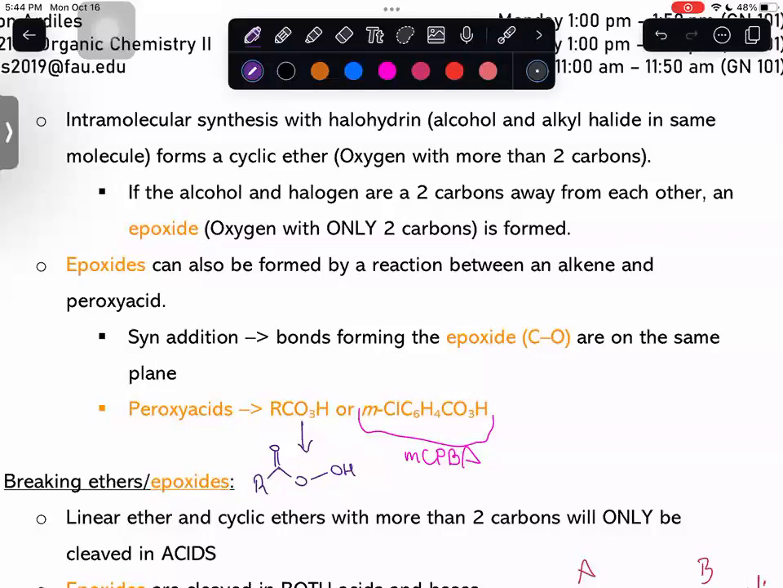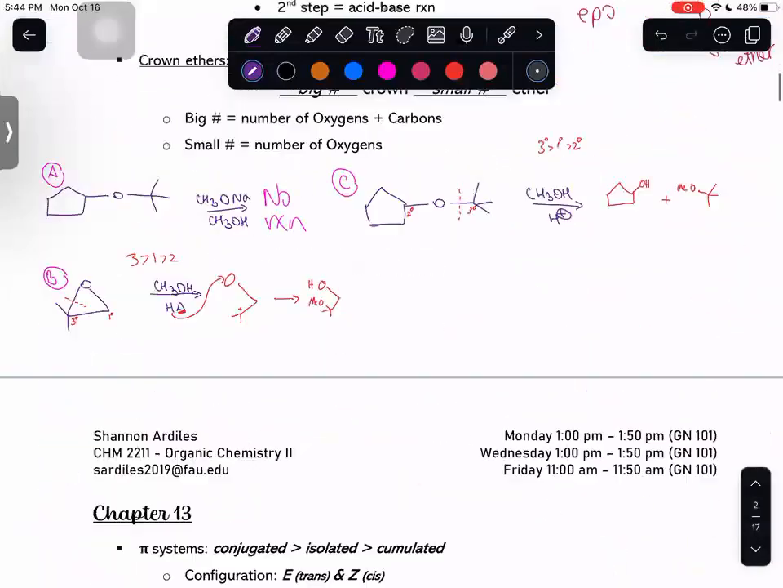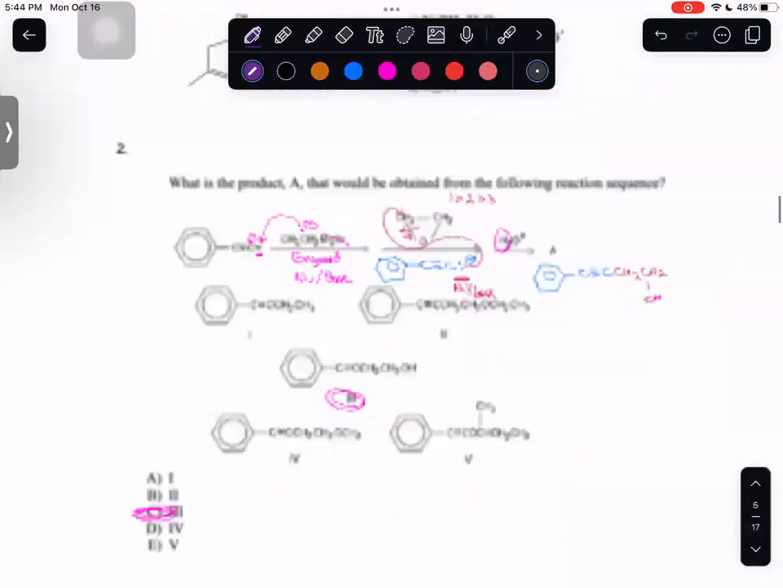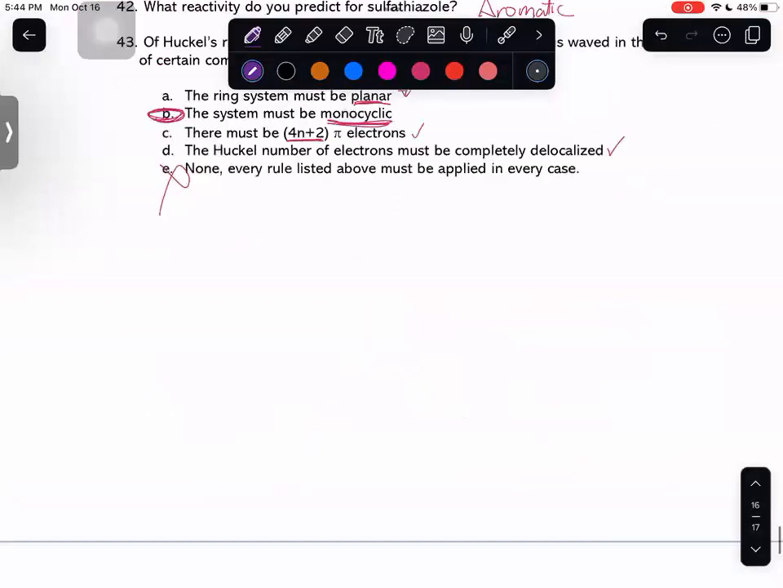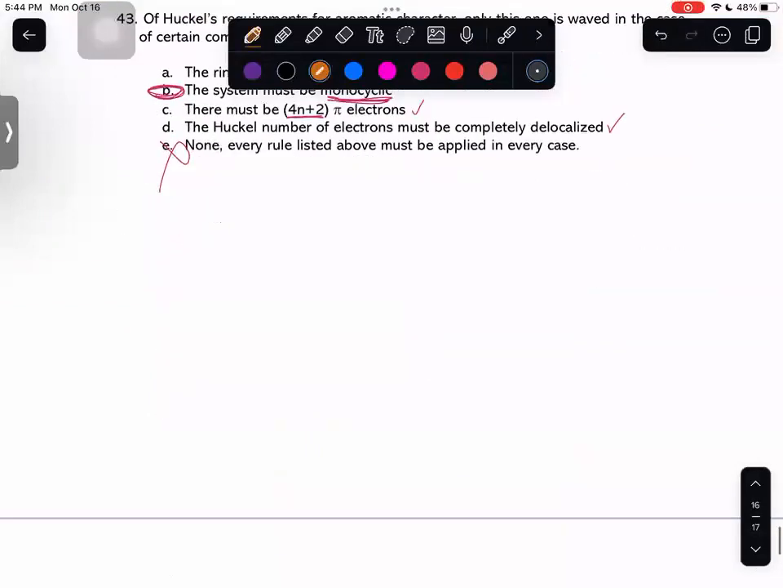Okay, are we ready for one more multi-step synthesis? Yes. Only the right side is excited and awake. Left side, you guys are okay? Okay, let's go to the bottom of the handout. Yeah. 44.